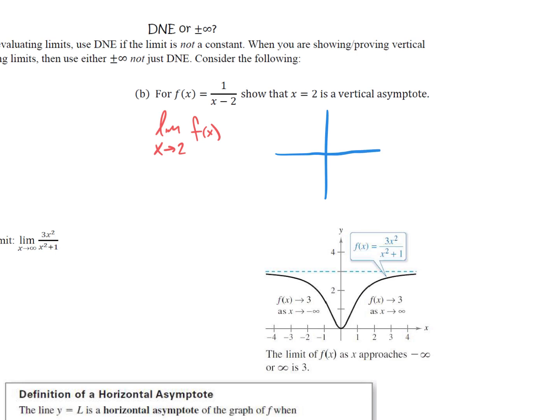This is a rational function with a horizontal shift 2 units to the right, so that would be our vertical asymptote. Looks something like this. And this right here would be x equals 2. So we could say then that the limit as x approaches 2 from the left of f of x would be negative infinity. And really, we would say that the limit does not exist because these values are getting more and more and more negative. They're not approaching a value.